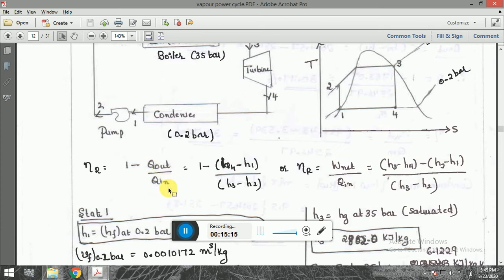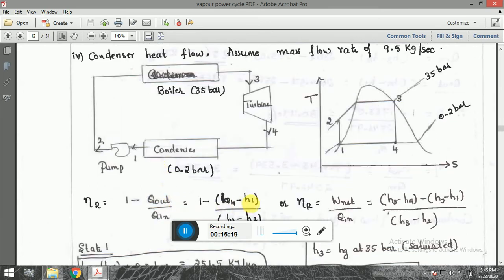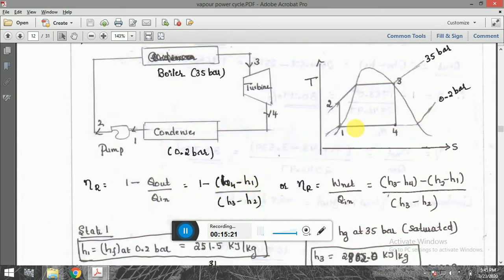Heat output divided by heat input. That is, heat output is H4 minus H1. Then H3 minus H2 is the heat input. So we will substitute H4, H1, H3 and H2 so that we can get the Rankine efficiency.